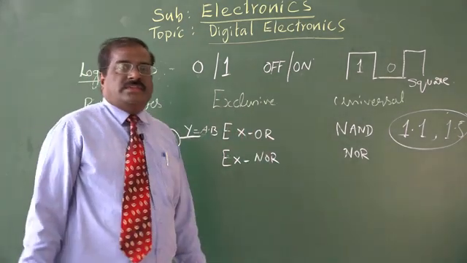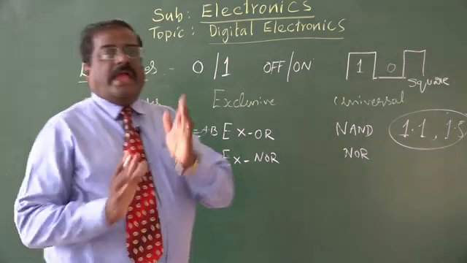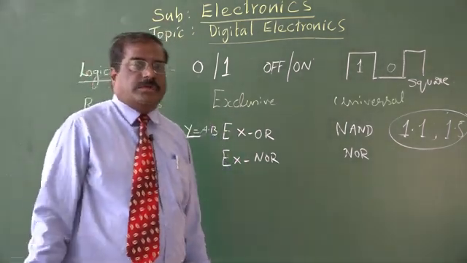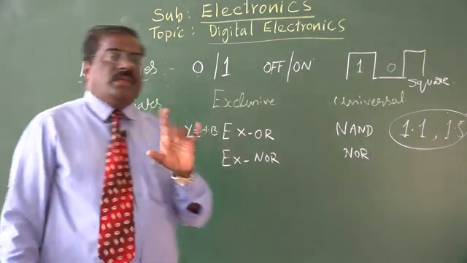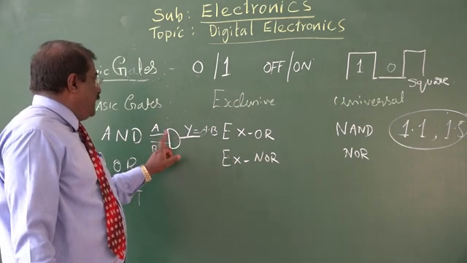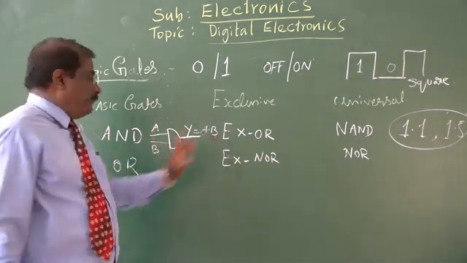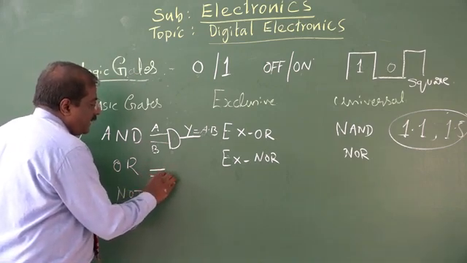So, there is a general question. A logic gate can have any number of inputs but only one output. So the AND gate is A, B, Y equals A dot B. OR gate, in the same manner, the symbol will be slightly different.